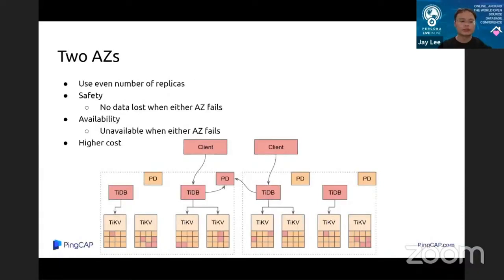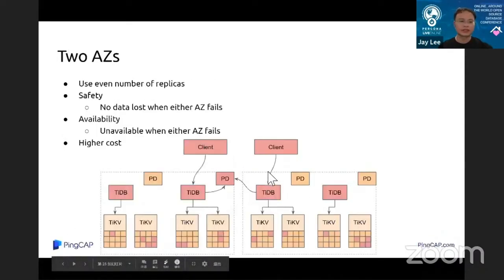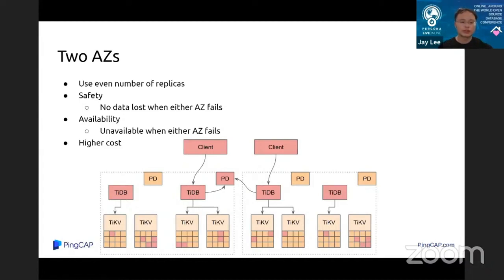Free ACs tolerate one down AC out of box. However, it's expensive because the AC is more expensive than replicas, especially for the private cloud. So another common deployment case is two ACs.